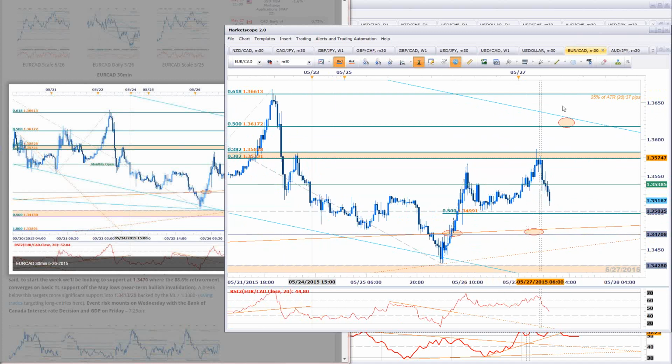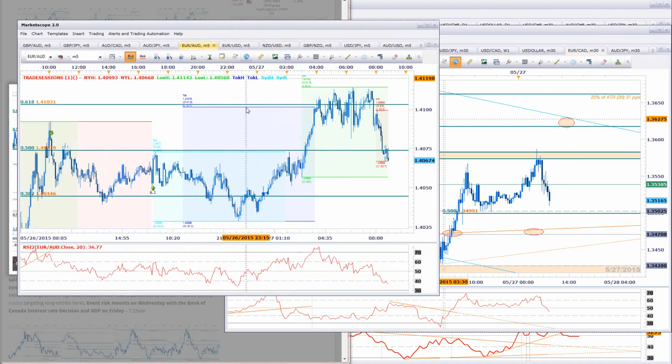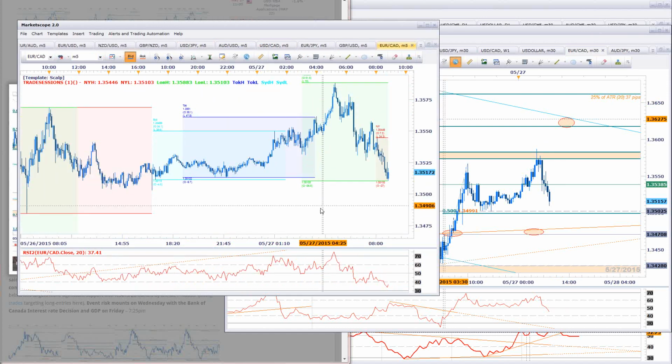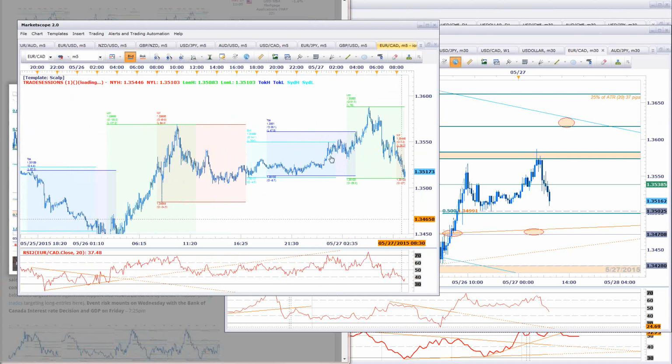There was actually a beautiful trigger for this setup here last night. Here's what it looks like on the intraday. EURCAD. Right here.